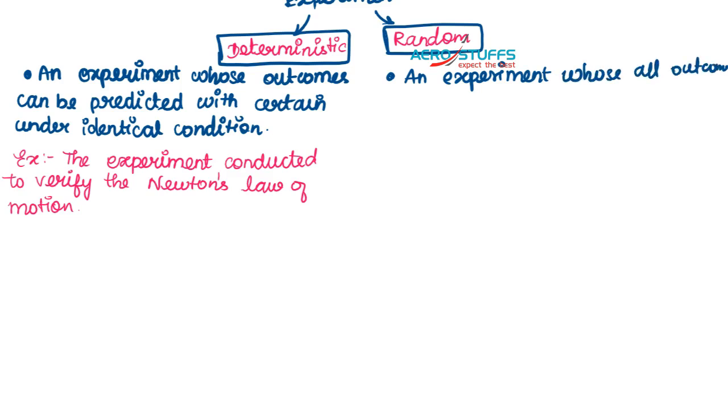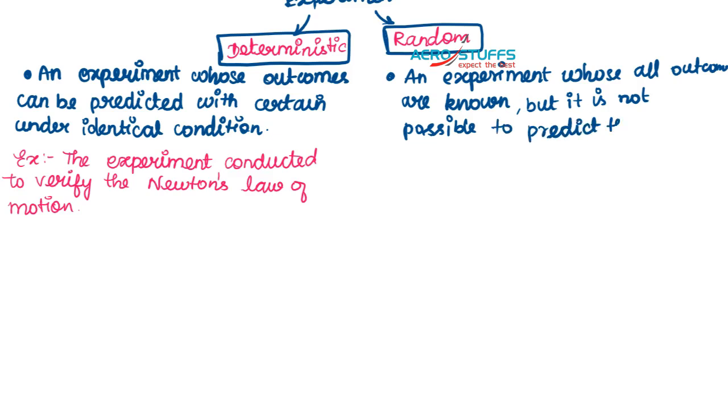On the other hand, the random experiment. In a random experiment, all the outcomes are known, but it is impossible to predict which outcome you will get. That outcome you cannot predict. In the deterministic experiment, you can predict only this will happen. But in a random experiment, you know what all the things that can happen, but you cannot say which will happen exactly. For example, a fair coin is tossed.